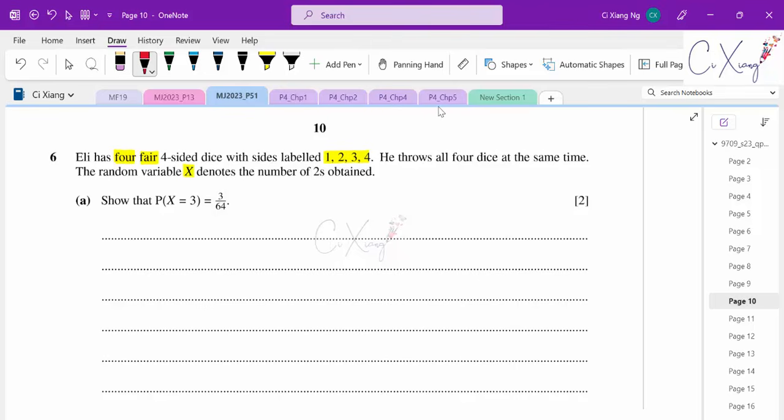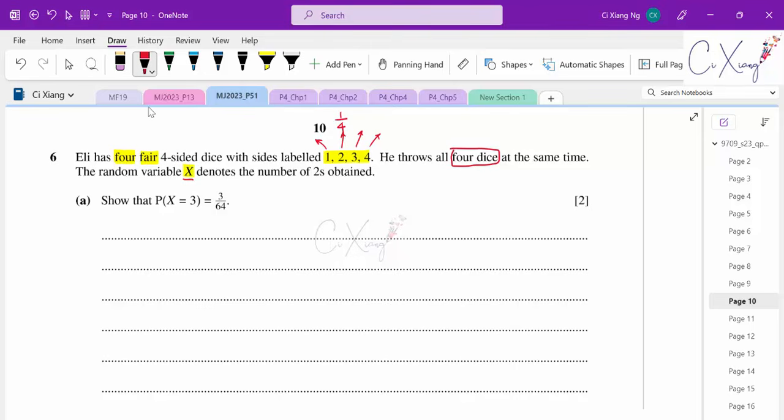We are having 4 dice, so the total number of dice is always fixed. Every time he will throw 4 dice, right? And since the probability of getting each number here is also fixed, the probability of getting the number 2 is 1 over 4. The rest are also 1 over 4. Okay, and then the random variable x denotes the number of 2s obtained from the 4 dice when he throws them at the same time.